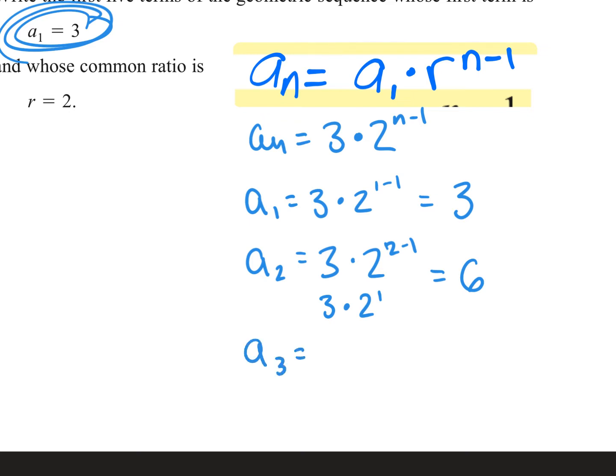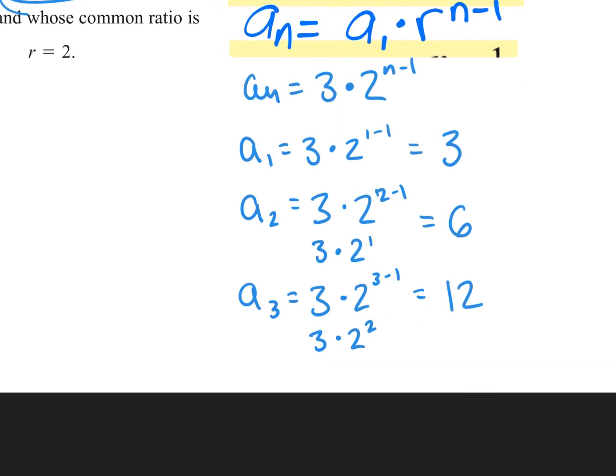To find our third term, we plug in 3. So 3 times 2 to the power of 3 minus 1. 3 minus 1 is 2. So this is 3 times 2 squared. 2 squared is 4. 4 times 3 is 12.